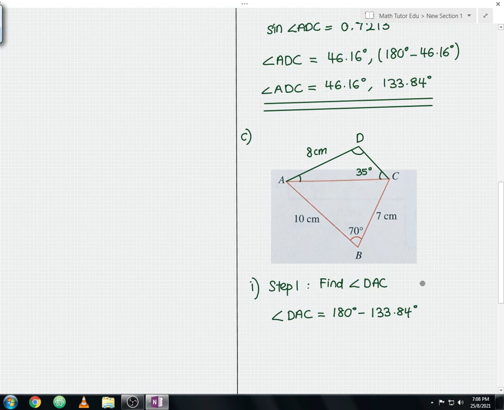Okay, and you minus with 35 degree. Okay, so from here let us perform the calculation. So 180 degree minus 133.84 minus 35 degree. So from here you get 11.16 degree. So from here your angle DAC will be equals to 11.16 degree. Okay, so let me underline this.